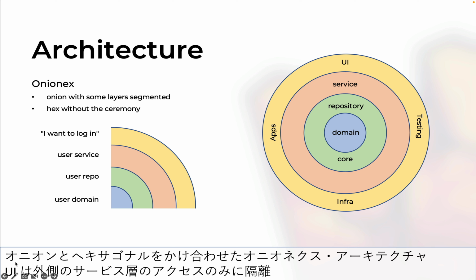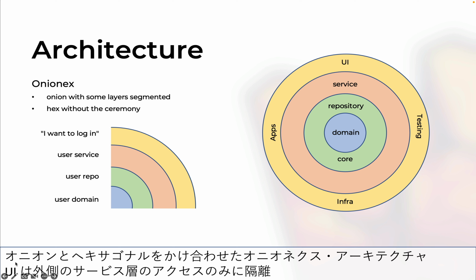So I'm mixing between an onion and hex. I called this architecture onionex. So we have onion with some layers segmented and hexagonal without the ceremonies with adapters. Now, I'm going to discuss these principles and how they apply to either onion or the hexagonal architecture.